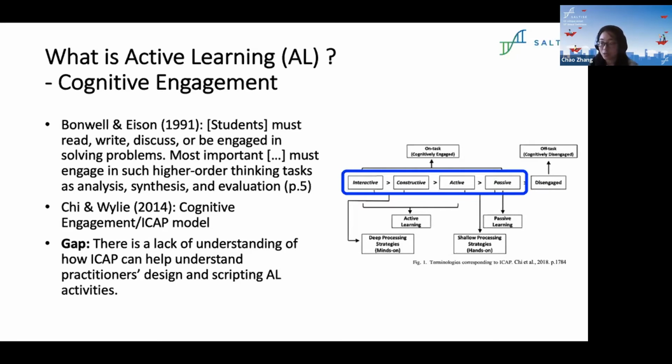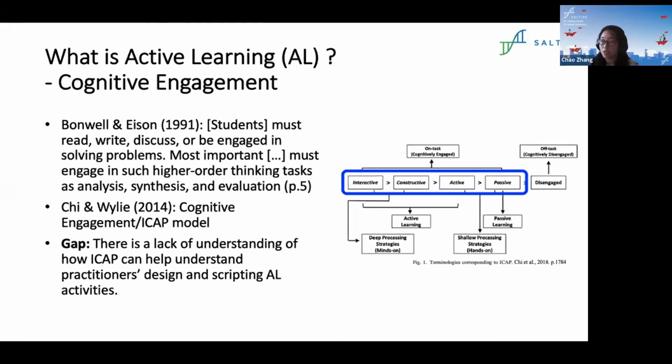And as Joe and the team presented, active learning becomes an umbrella term that encapsulates a lot of different approaches, could be inquiry, could be argumentation. All of them sound very interesting and exciting. But what's the core here? Chi and Wiley argue that it is the mechanism. No matter whether you're doing problem solving, argumentation, or inquiry-based learning, the core is to have students cognitively activated in the learning process.